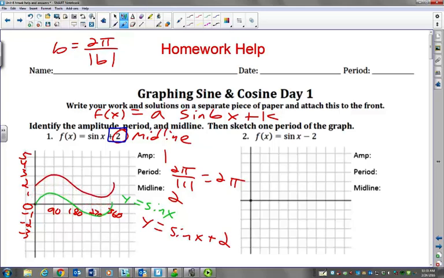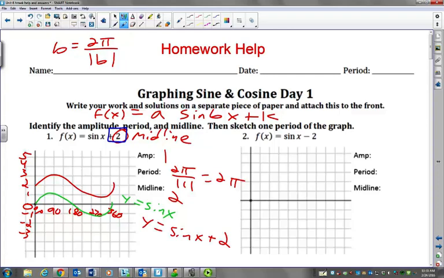Nice. So now, as you can see, instead of starting off at 0, 0, we actually started off at 0, 2. We started off at 2, and we go up to 3, down to 2, then down to 1, and then back up to 3 again. Okay? So that's the correct answer for number 1 there.